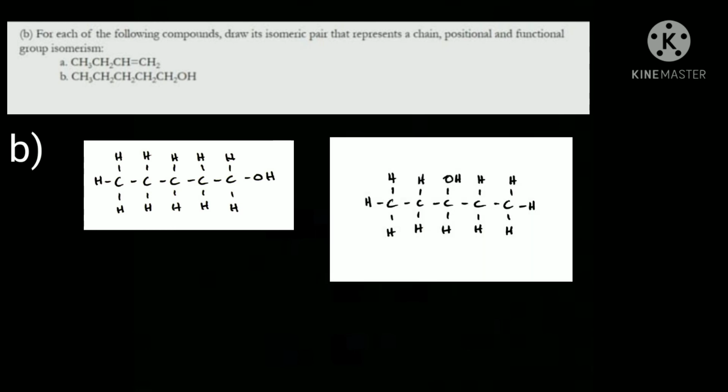Our fifth isomer, just like the fourth one, we only change the functional group of OH from first carbon to third carbon, which we call them as pentan-3-ol.